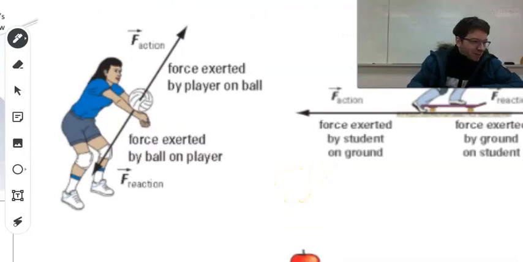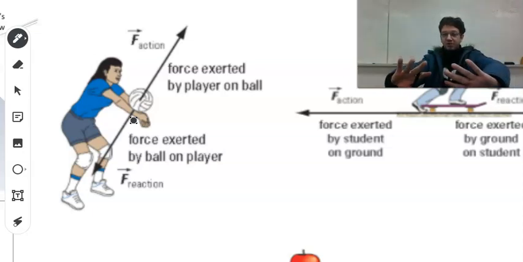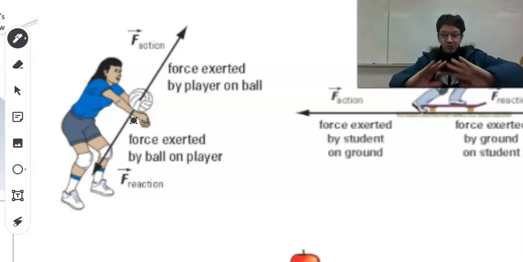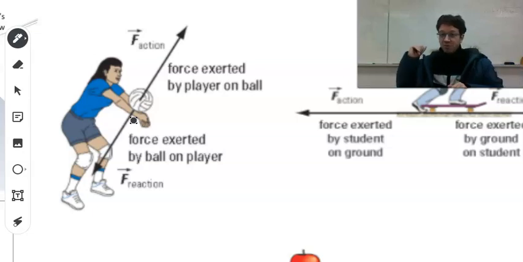If you've ever done volleyball in gym class, it hurts. Why does it hurt? Because it's not just you putting a force on the ball, the ball is putting a force back on you. Okay? Another example would be if you're skating and you push off the boards. If you're pushing off the boards, the reason you move back is because the boards pushed back on you.